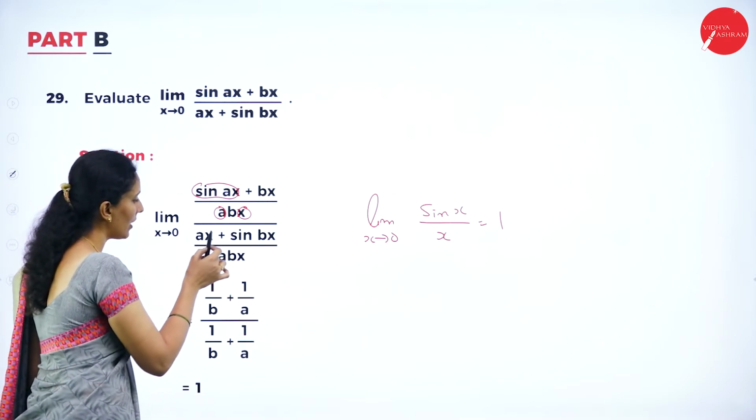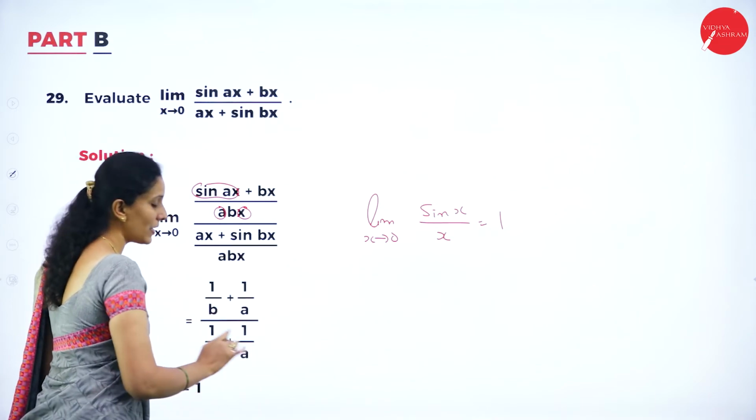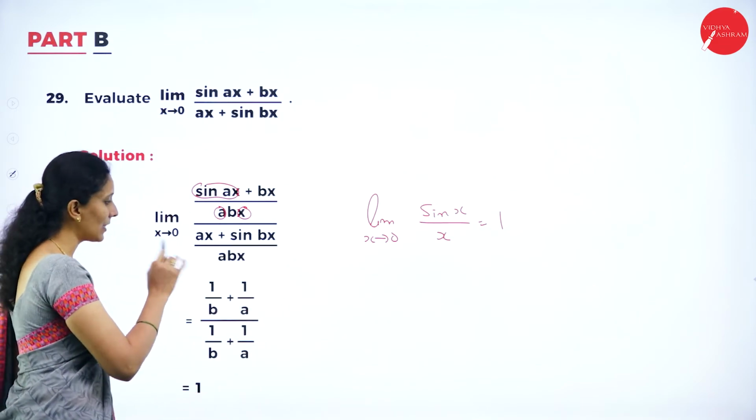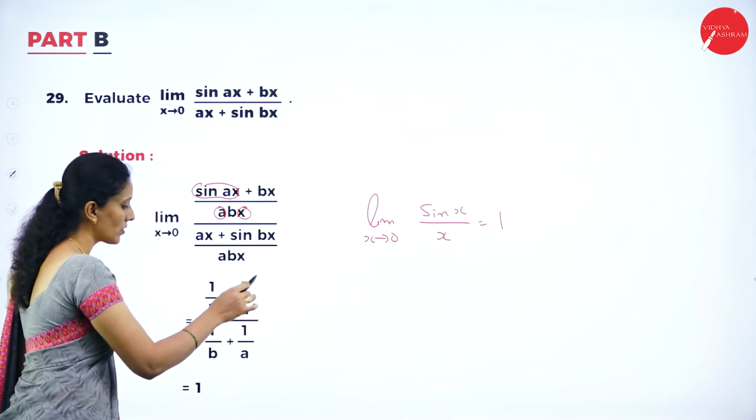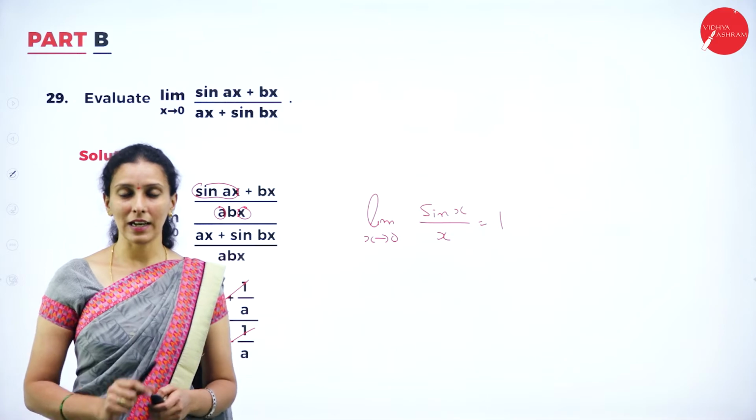Similarly in the denominator, ax cancels, so the first term will be 1 by b. Sin bx by bx can be taken as 1 after applying the limit, then we are left with 1 by a. So hence both terms will get cancelled, hence the value of the limit can be taken as 1.